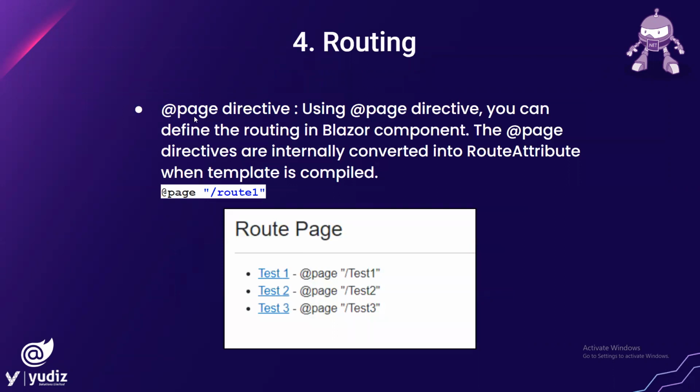In the next slide, we have the page directive. Using the page directive, we can define the routing in a Blazor component. Okay, the page directive is internally converted into a route attribute when the template is compiled. Here we have @page, then slash, then the route name. It is the syntax of routing. In this snippet, we have some examples of routing. Let's see the demo part.